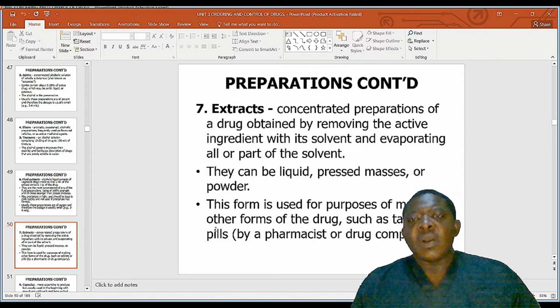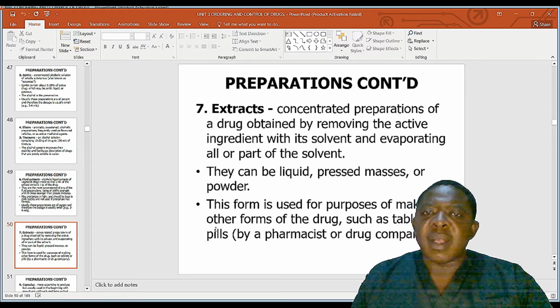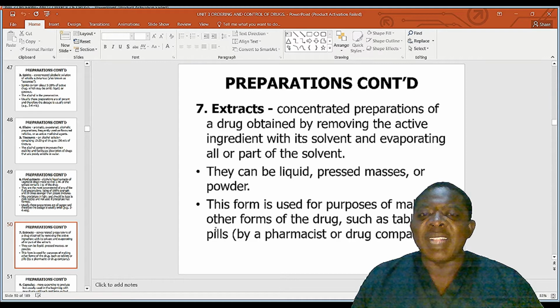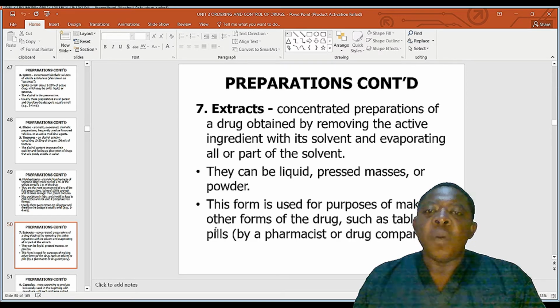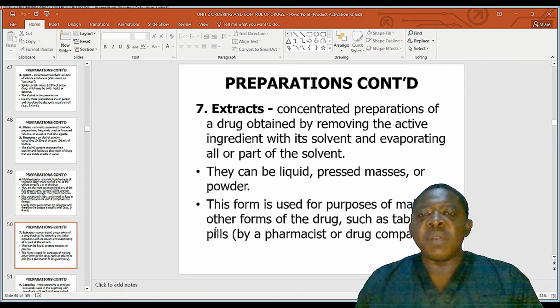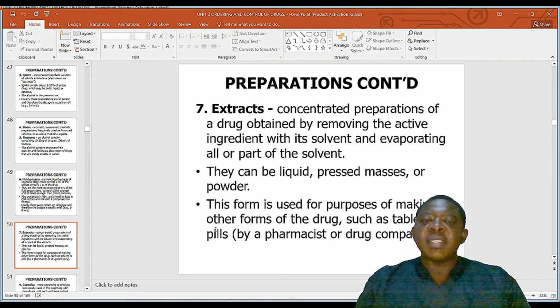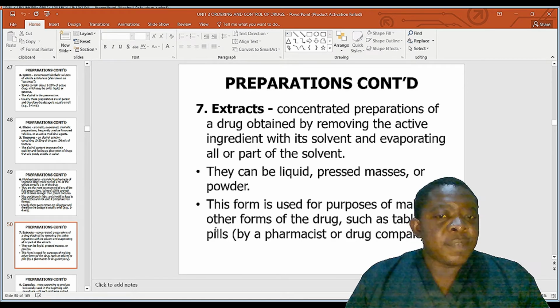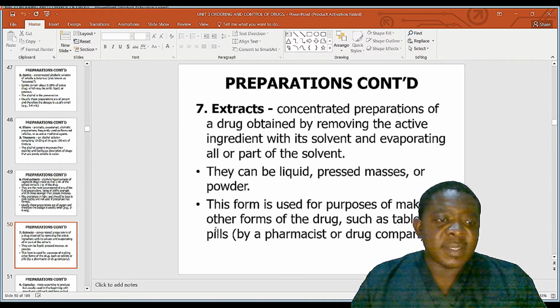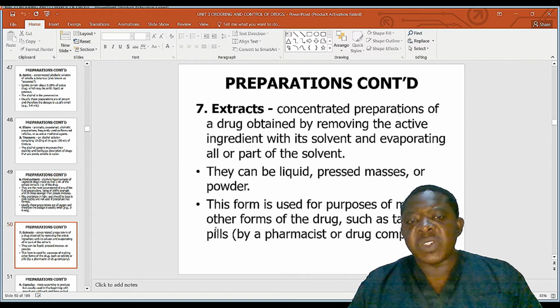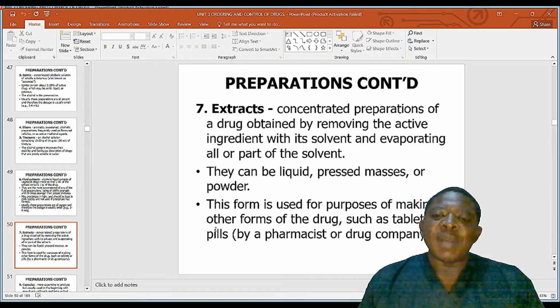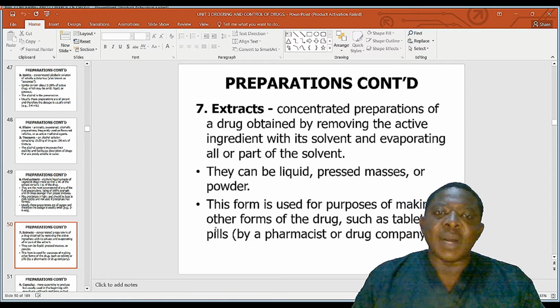Extracts. These are concentrated preparations of a drug obtained by removing the active ingredient with its solvent and evaporating all or part of the solvent. They can be liquid or pressed masses or powder. This form is used for purposes of making other forms of the drug, such as tablets or pills, or by pharmacists, who can do compounding.